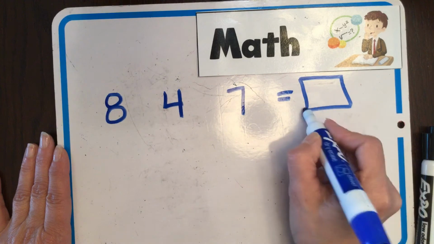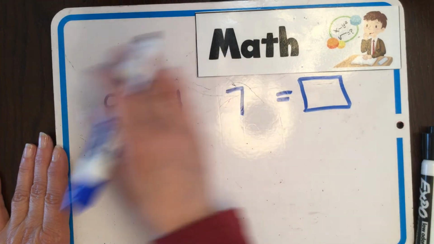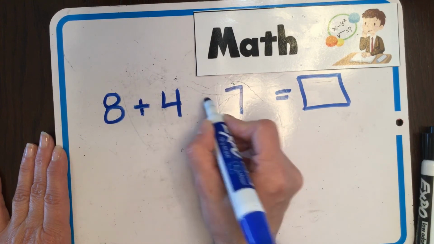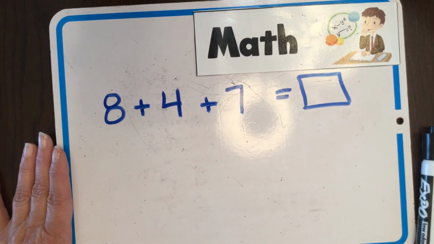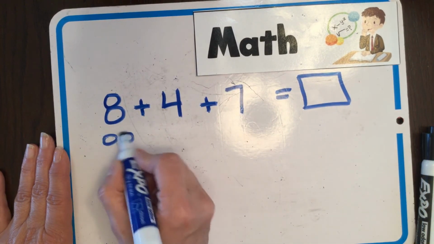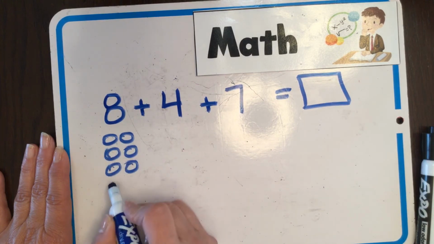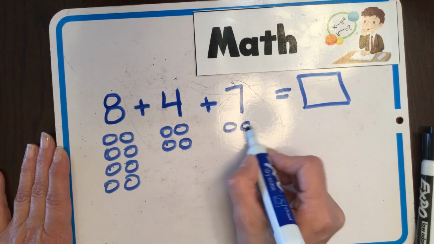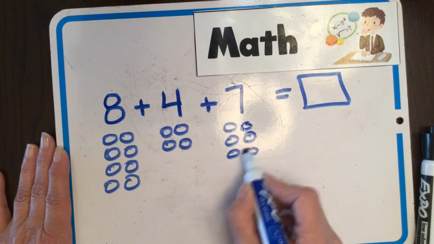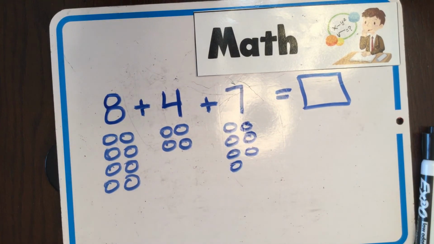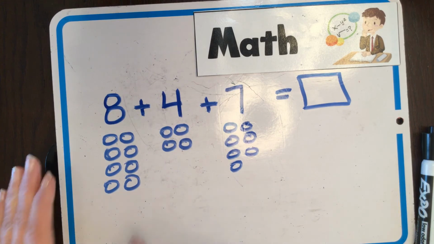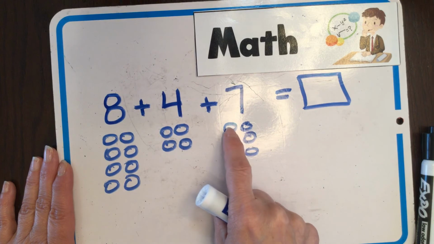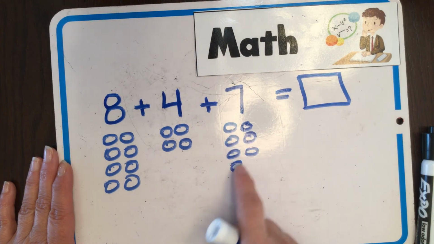If I want to know how many cookies we baked, I want to know all together how many, and that tells us that we're doing addition. I can easily do a picture to help me. I have my 8 cookies on my first tray, 4 cookies on my next tray, and 7 cookies on my last tray. I can add this a couple of ways. I can just count on after 8, 9, 10, 11, 12. Keep counting, 13, 14, 15, 16, 17, 18, 19.